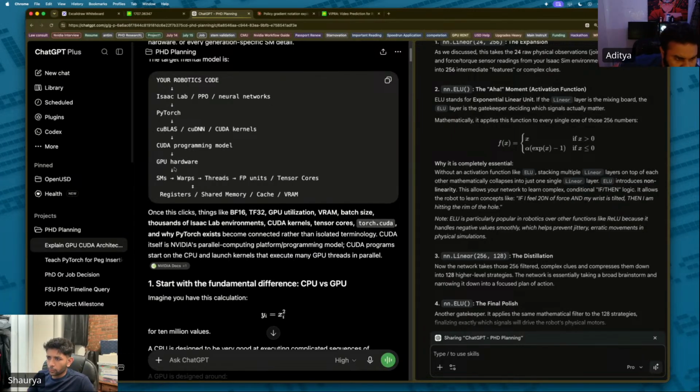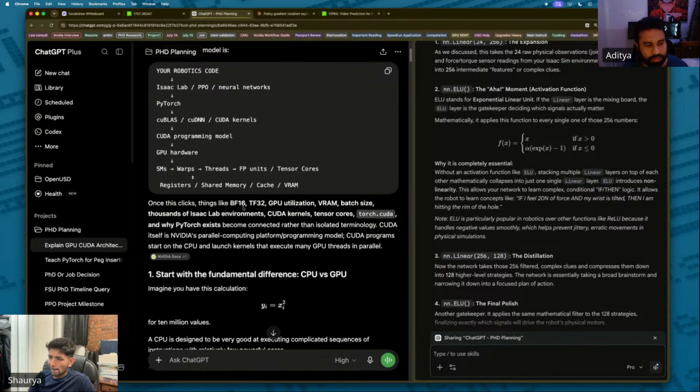cuBLAS, cuDNN, and CUDA programming, GPU hardware, SM, warps, threads, FP units, tensor cores, registers, shared memory, cache, VRAM. Once they click, they become connected rather than isolated terminology. CUDA itself is NVIDIA's parallel computing platform and programming model. CUDA programs start on the CPU and launch kernels that execute many GPU threads in parallel.